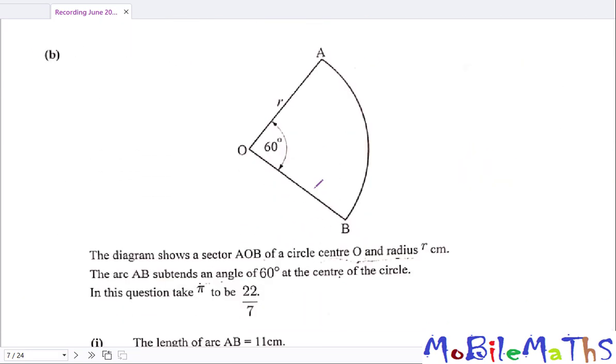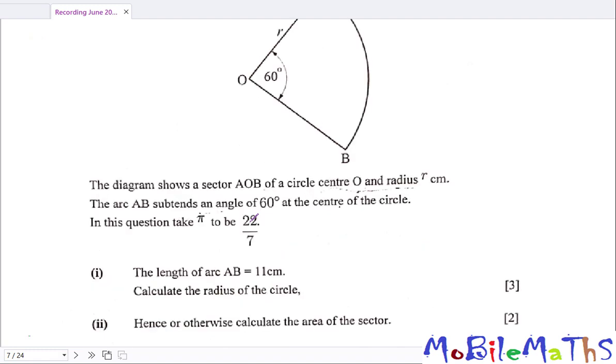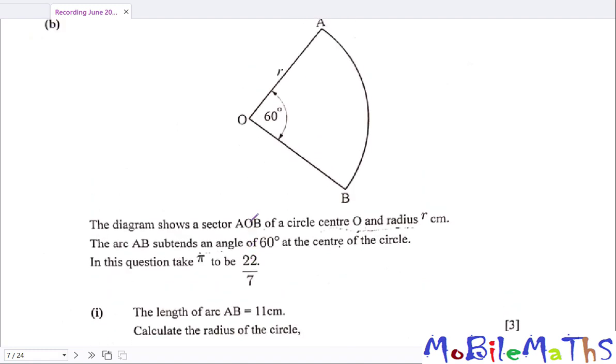Okay, part B of the question, we have this. They're saying the diagram shows a sector AOB of a circle, center O and radius r. The arc AB subtends an angle of 60 degrees at the center of the circle. Take pi to be 22/7. Then they say the length of the arc, which is this AB side, is 11 centimeters. Calculate the radius. We don't know the value of this radius.